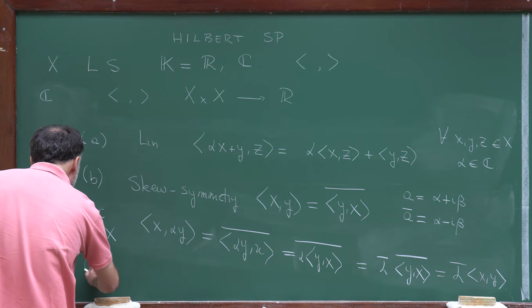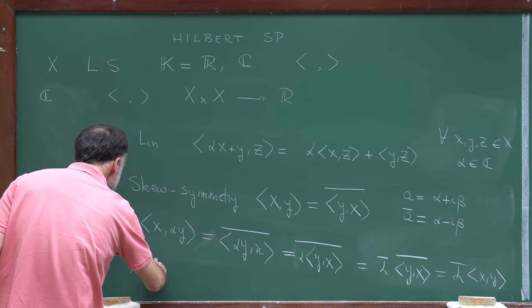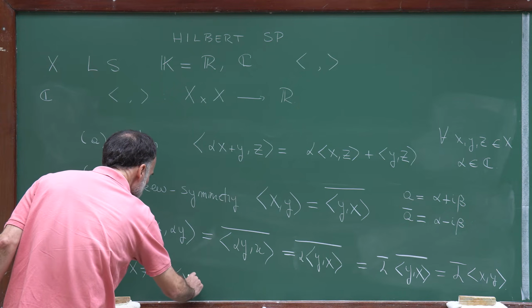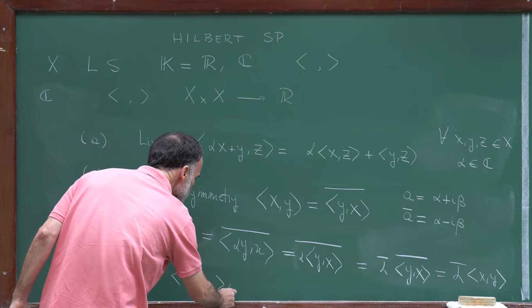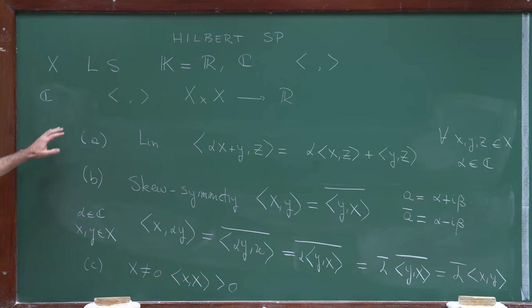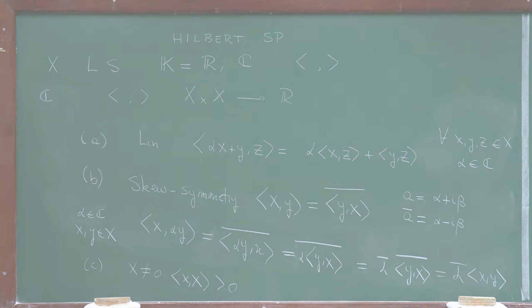And the last property remains the same. So you still have that if x is different from 0, then the scalar product between x and x is a real number and it's strictly positive. So these are the three conditions for a scalar product over the complex numbers.